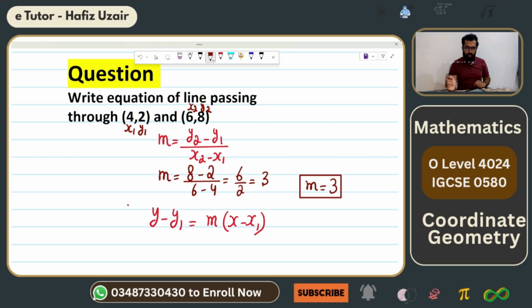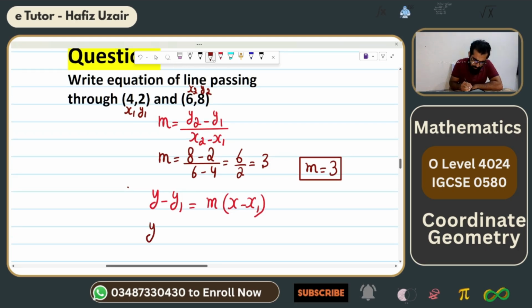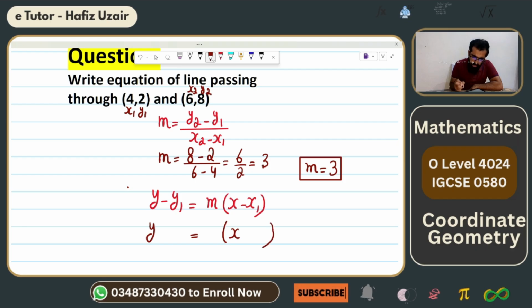Now you need to write y and x as it is. The gradient in this question is 3. Now what is the value of y1? In some questions you have only one point through which the line passes, so you can choose that point as (x1, y1). Here you can write x1 as 4 and y1 as 2. So now it will be y - 2 = 3(x - 4).